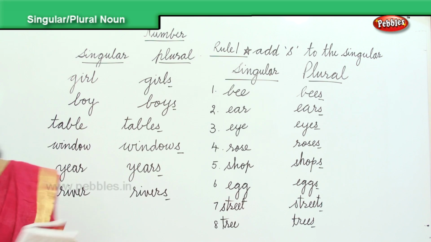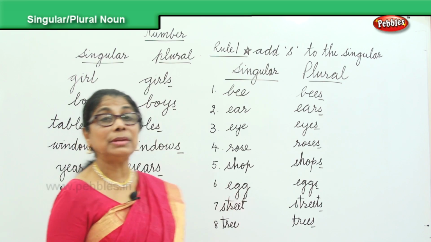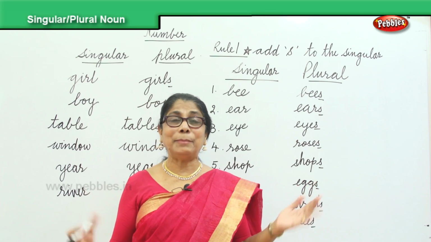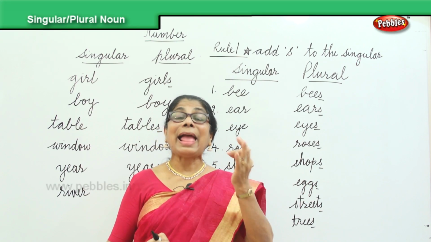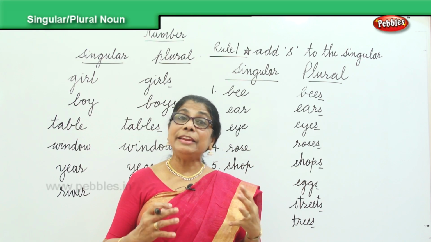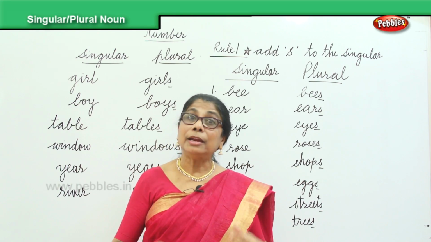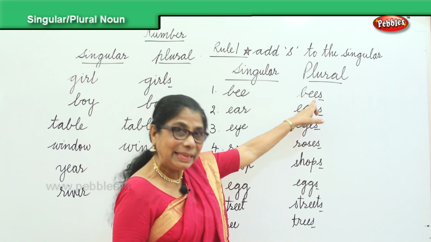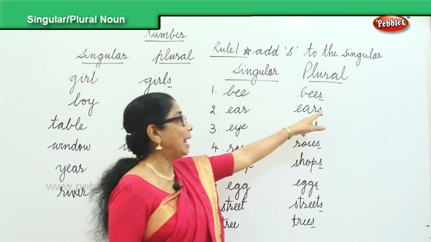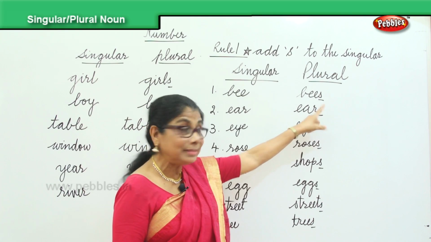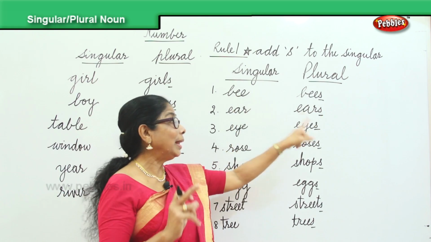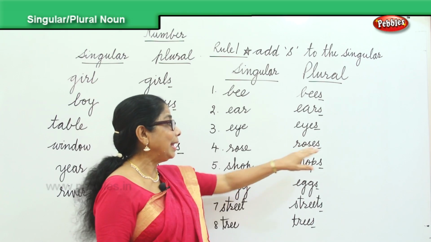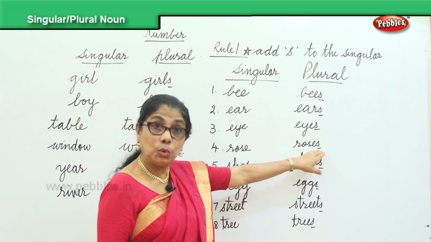So, we have here a whole lot of singular nouns, and the first rule we have learned. In number, singular number, plural number. We have learned one single rule, that is add s to the singular number in forming the plural form, forming the plural noun. Like bee, you put s, become bees. Ear, you put an s at the end and you have ears. And you have eye, you put an s at the end, you have eyes. Then you have rose, you add an s, and you have roses.